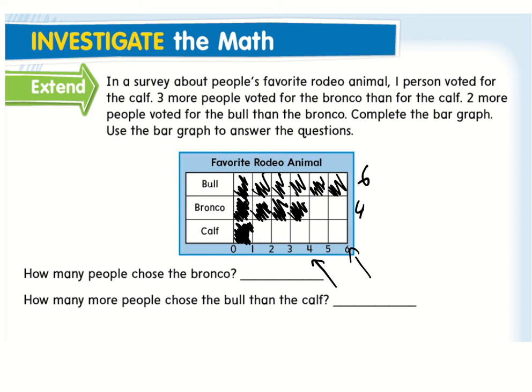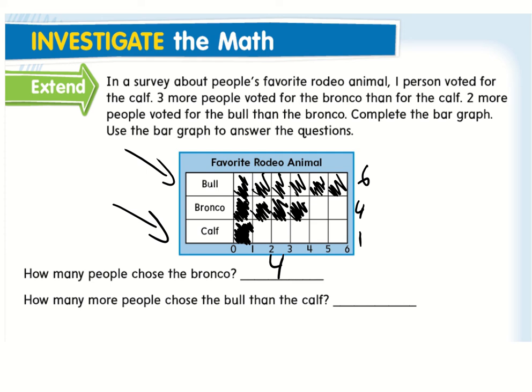This down here would be 4. And this one would be 1. So how many people chose the bronco? We know by looking at our chart that that's going to be 4. And then it says how many more people chose the bull than the calf. So again, we can take a look at the bull. We can take a look at the calf.